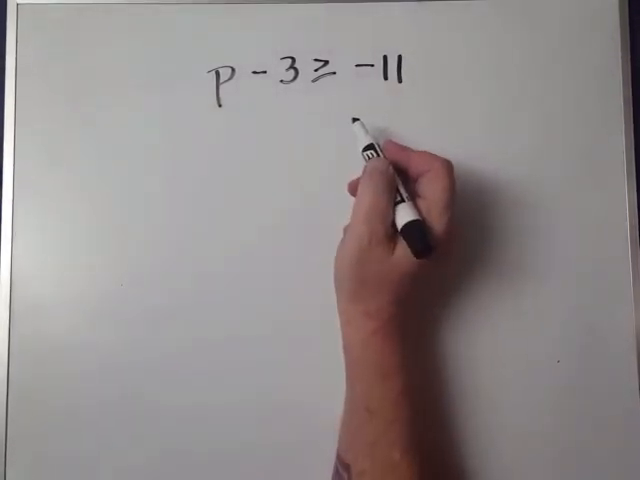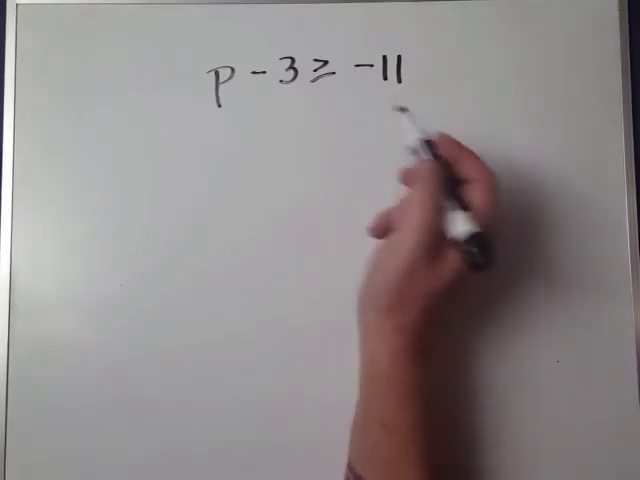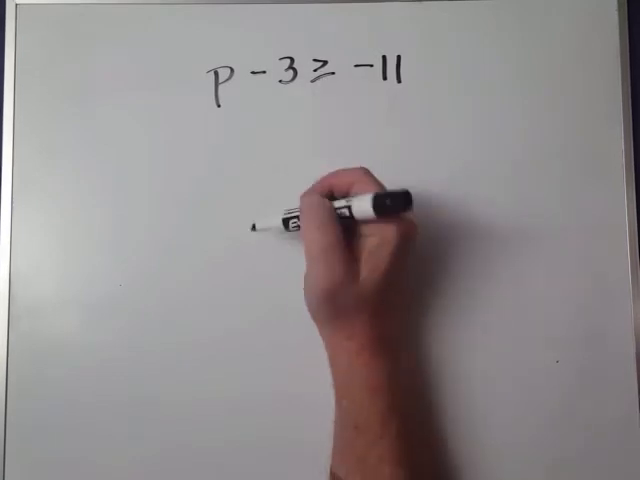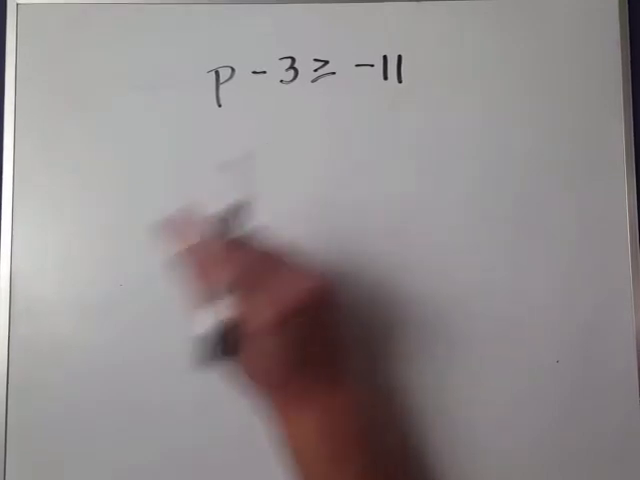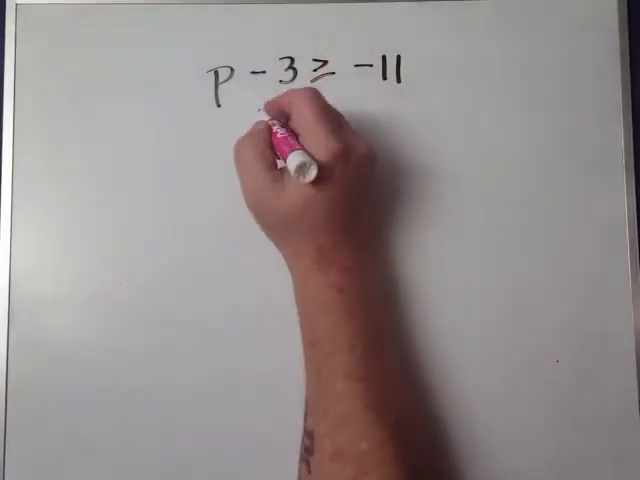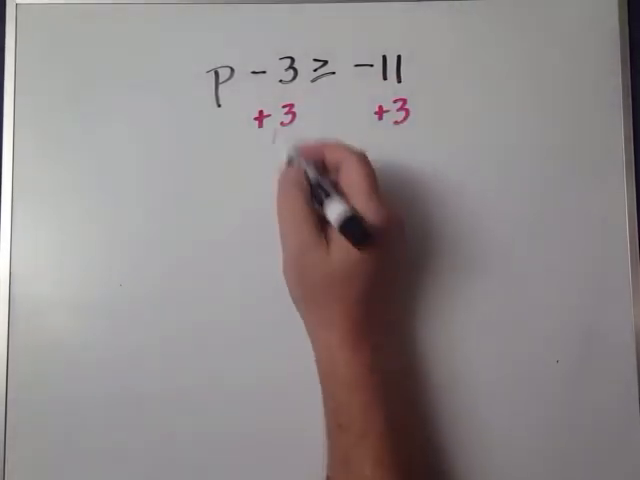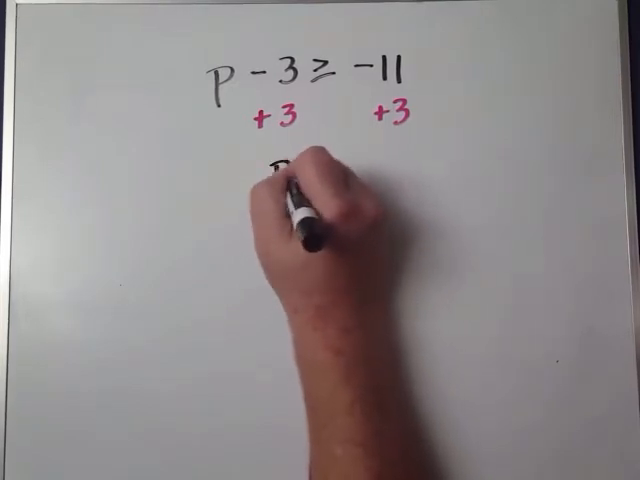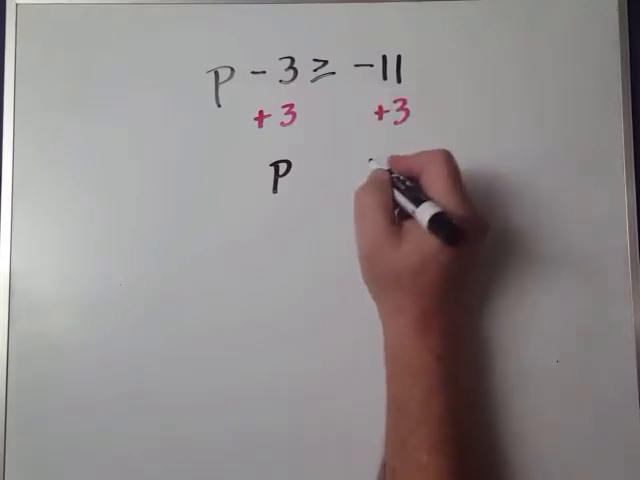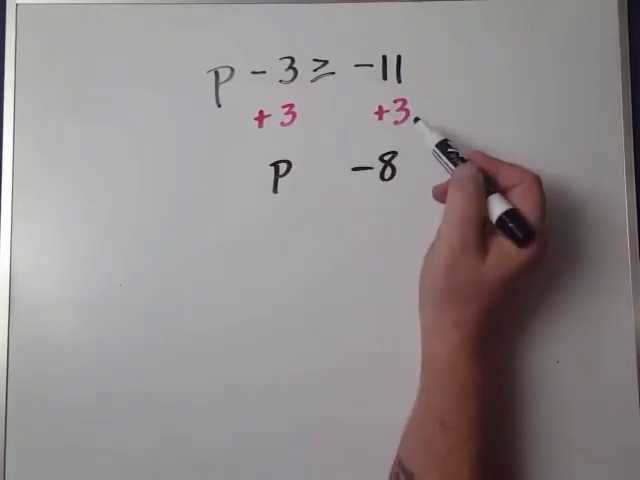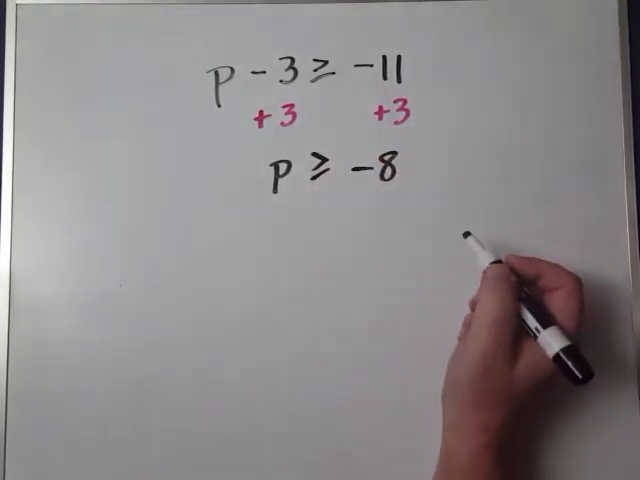Solving an inequality is just like solving an equation, with one exception. If you multiply or divide both sides by a negative number, you must switch the sense of your inequality. So our goal here is to get p by itself on one side. We'll do that by adding 3 to both sides, just like we would an equation. On the left-hand side, the 3's subtract out to leave simply p. On the right-hand side, negative 11 plus 3 is negative 8. And we did not multiply or divide by a negative, and so we leave our inequality alone.